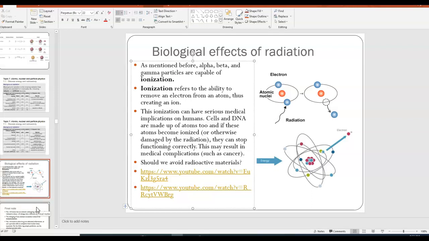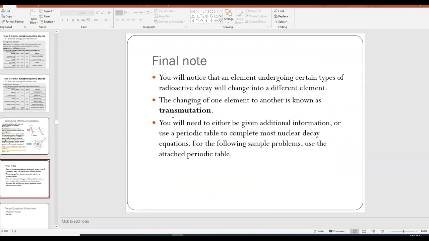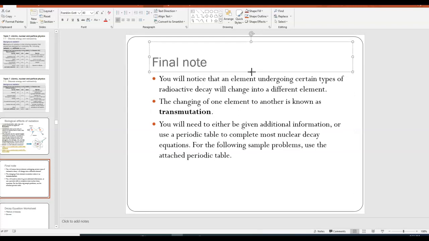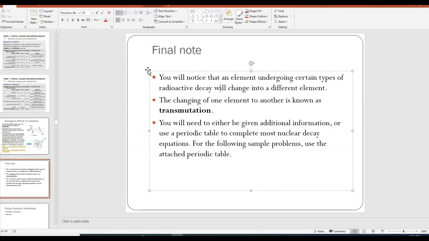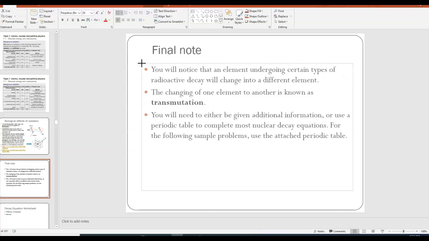Okay, so the last thing in this video, once you watch these videos, the last thing I want you to add to your notes is this definition right here. You'll notice that an element undergoing certain types of radioactive decay will change into a different element. The changing of one element to another is known as transmutation. Okay, that is a definition. That's why it's in bold. You should definitely add that to your notes.